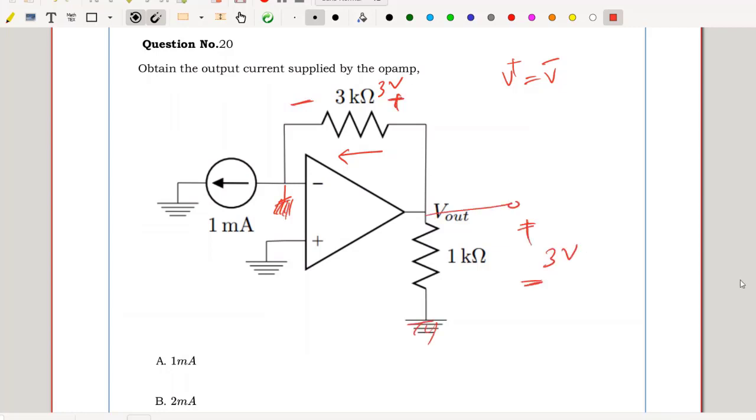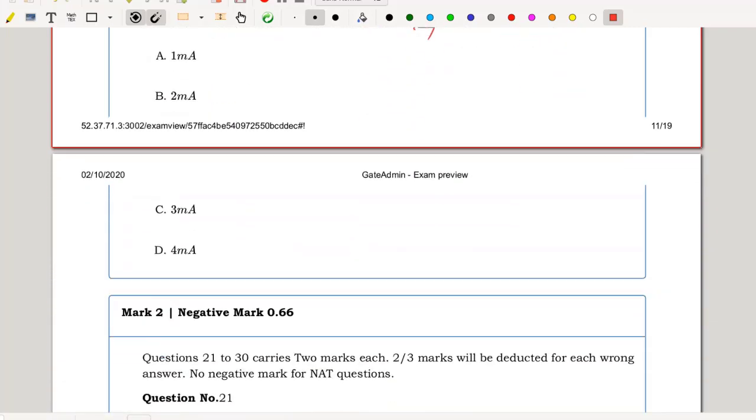The current flowing through 1 kilo ohm is nothing but 3 minus 0 by 1k, 3 milliamps down. There is no current into the op-amp, there is no current from the op-amp, hence 1 milliampere circulates through this resistance, 1 milliampere flows through this branch. So the op-amp should supply a current equal to 1 plus 3 equals 4 milliamps. Hence the current supplied by the op-amp is 4 milliamps. Option D is the correct choice.